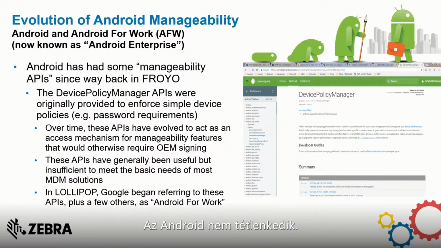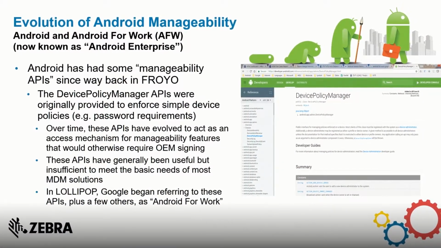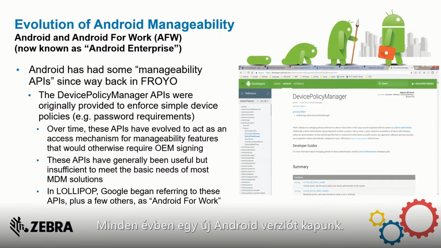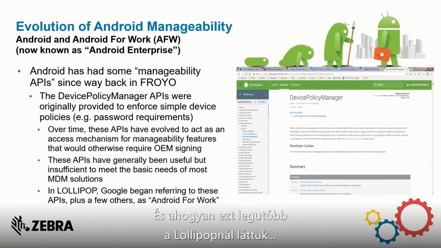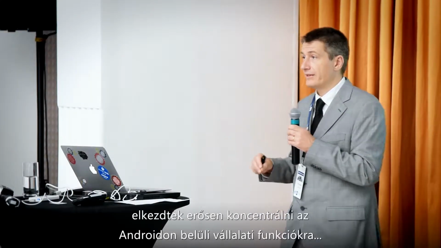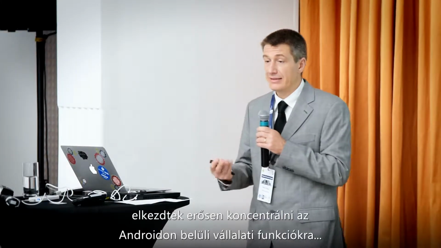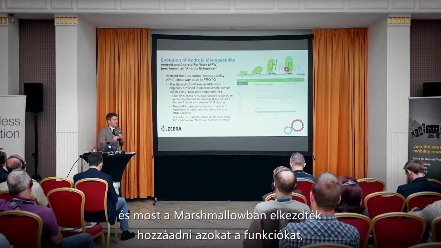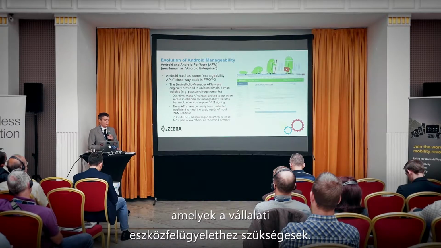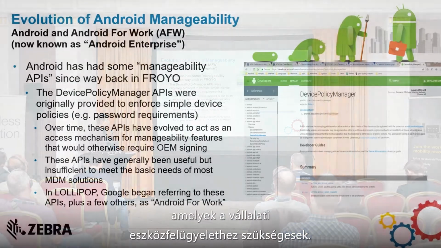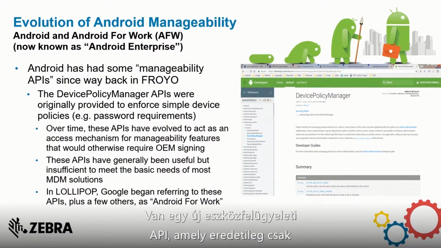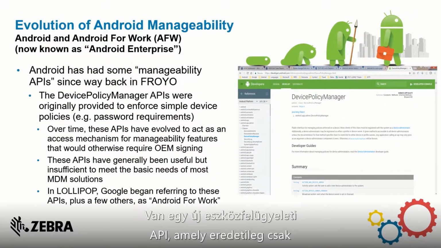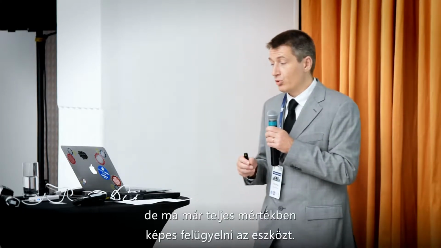But Android is not standing still. So we get a new version of Android every year. As we have seen before, since Lollipop, there has been a strong focus on the enterprise capabilities of Android, adding new enterprise capabilities. And now in Marshmallow, we started to have most of the features that we needed to be able to control the device. So we have this new device policy manager API that originally was just enforcing a few options on the device, but is now available to control the device.